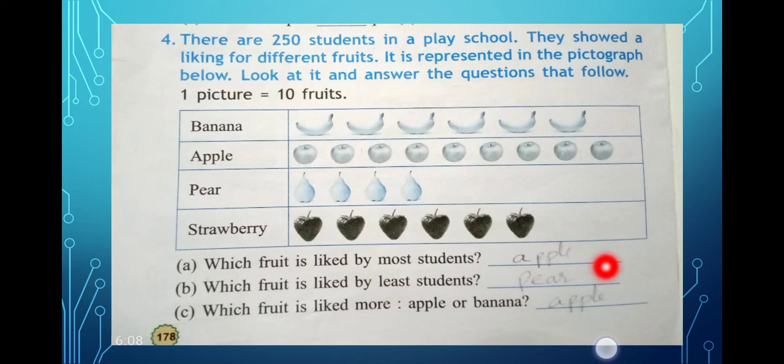So I hope you have done it and you understood it. Children, try to complete it. I'll be checking in the class when you come to the school.